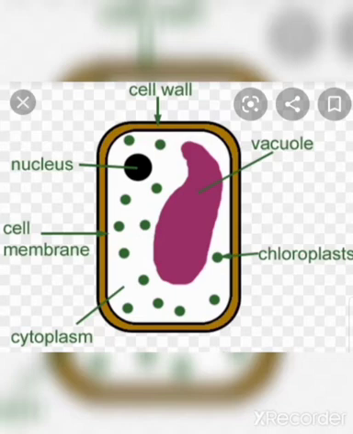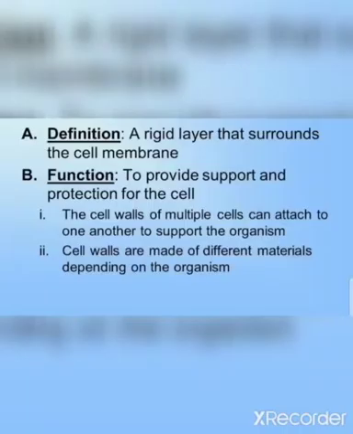The plasma membrane, or the cell membrane, provides protection for a cell. It also provides a fixed environment inside the cell, and that membrane has several different functions. One is to transport nutrients into the cell and also to transport toxic substances out of the cell. So a rigid layer that surrounds the cell membrane is the cell wall. Its function is to provide support and protection for the cell.